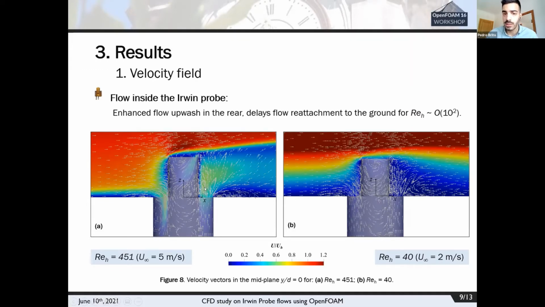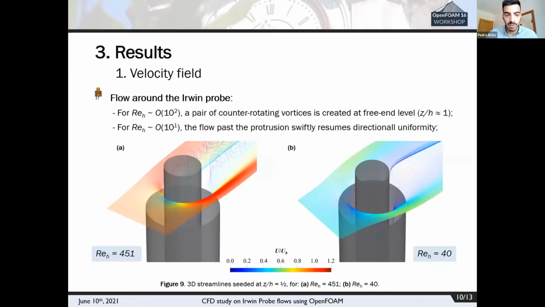So this got us thinking about the wake dissimilarities. We further analyzed with 3D streamlines, which were seeded at the protrusion mid-height. And now we can see that the behavior is really so different. In the higher Reynolds regime, it can be noted the appearance of a pair of counter-rotating vortices at nearly free-end level that propagate in the streamwise direction.